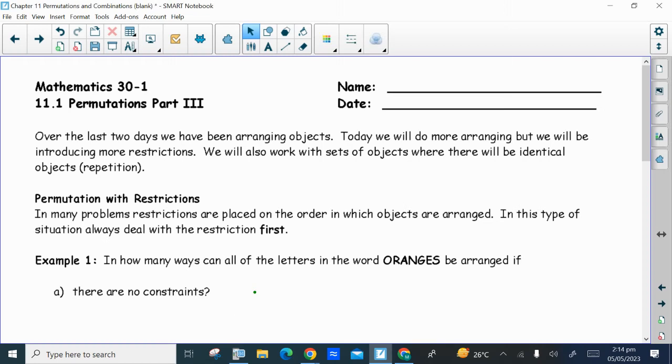So again, permutations are when things are being selected and order matters. Over the last couple of classes, we've been arranging objects. We'll do more of that, but we'll introduce more restrictions and also work with sets of objects where there will be identical objects, repetition. So letters that repeat in a word would be one example, right?